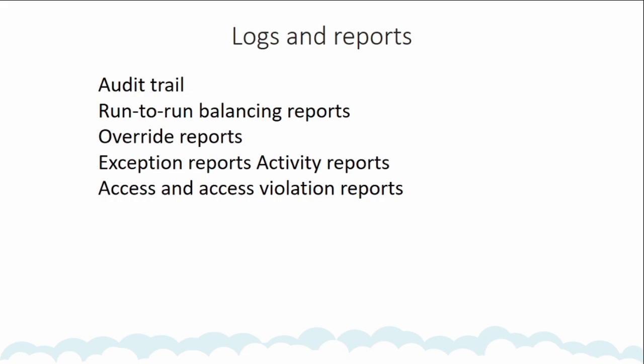Activity reports, on the other hand, list the activities that a given person has done. It is a very important part of logging. Often when we talk about logging, we are actually talking about the activity reports. Access and violation reports simply indicate who has accessed the software, and if there's any violation of access, it is also recorded. So if anyone has hacked the system, it is recorded.